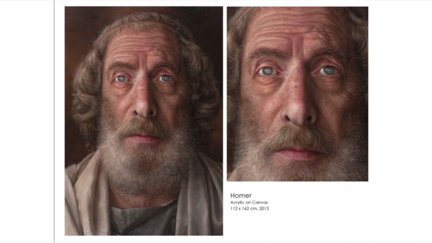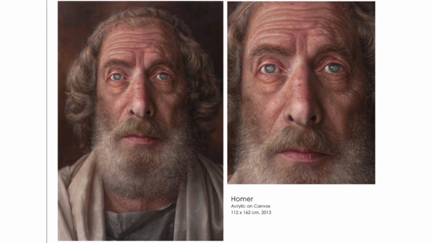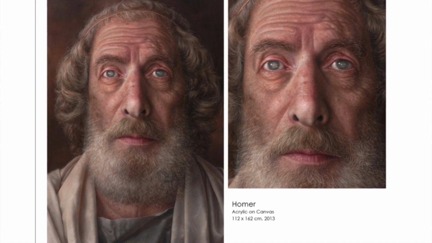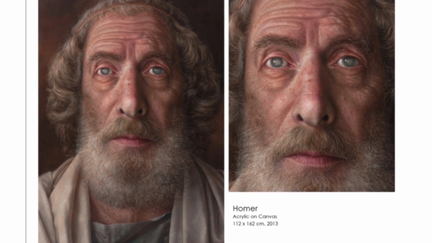Well, this old man is Homer, the legendary Greek poet, and this is a marble bust you can go see in the Louvre. And after seeing and observing this piece of marble, this is how I painted Homer, all in living flesh and blood. Thank you.